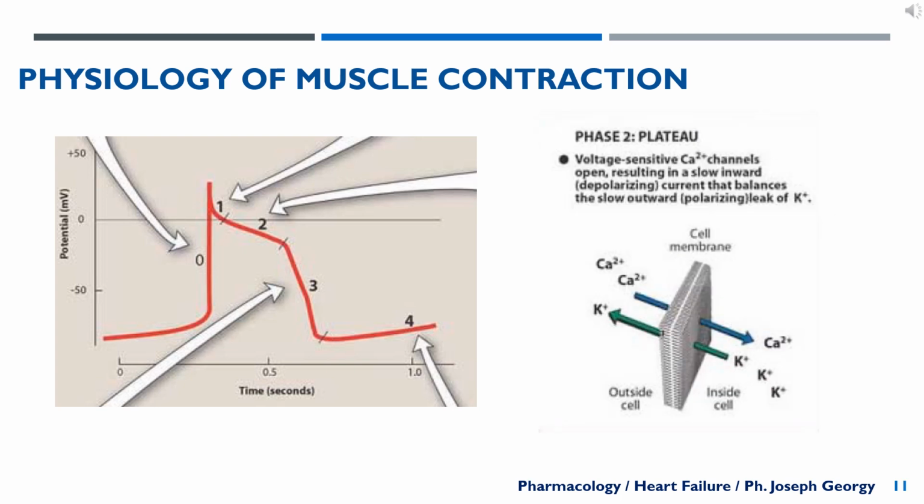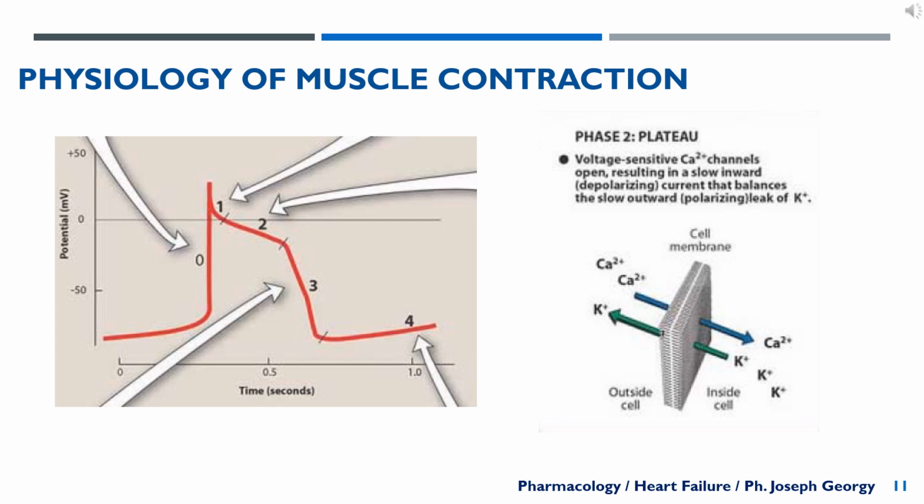So after that, we will have this phase, which is phase 2. It represents something called the plateau. And here, as we see in the red curve, the voltage of the positively charged ions will increase more and more. This will be as a result of the exit of potassium ions and the entrance of calcium ions instead, as a result of the opening of the voltage-sensitive calcium channels.